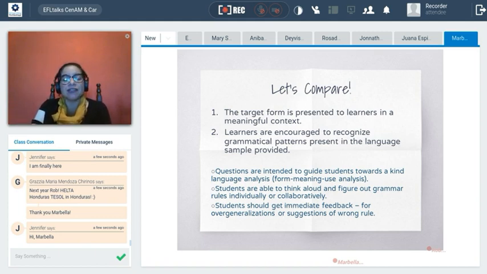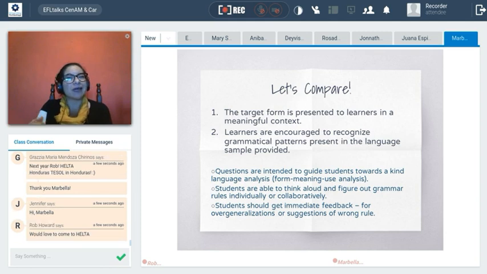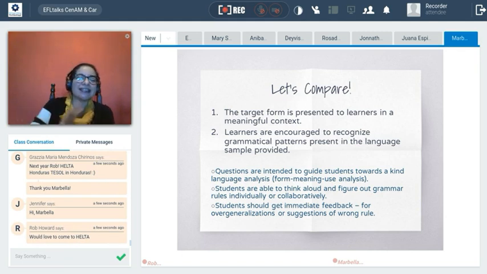So then we might also want students to think aloud and figure out the grammatical rules on their own or collaboratively. So again, this is an opportunity for students to work together, for students to peer teach and give each other the input that they might need. And then we have that students get immediate feedback if they overgeneralize or if they start coming up with the wrong rule. So what we would want students to do is to come up with the accurate rule. But if they seem to be going in a direction that doesn't seem the one that we want, then we can always steer them back.